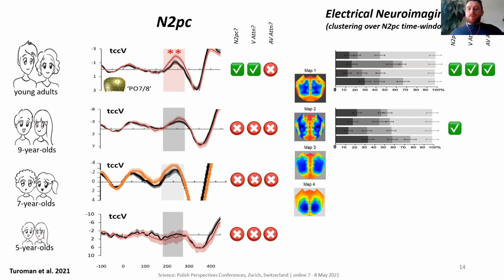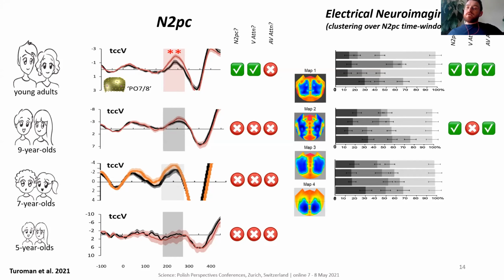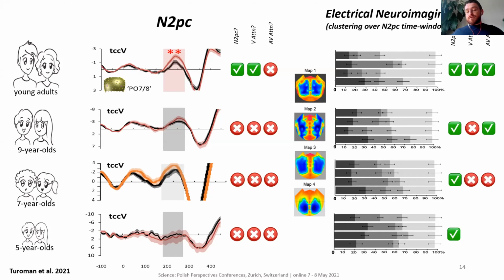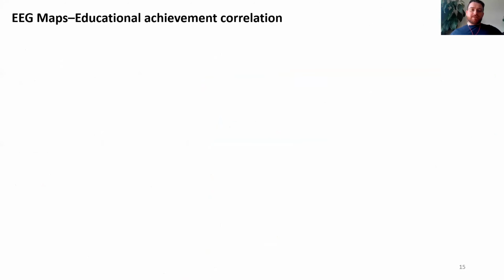Then we went into 9-year-olds, and we found that they had the N2PC now. They did not show visual modulations, but they definitely showed audiovisual modulations. In 7-year-olds, we found the N2PC, but no modulations. And the same thing for 5-year-olds: we found the N2PC, but no modulations by our attentional conditions.